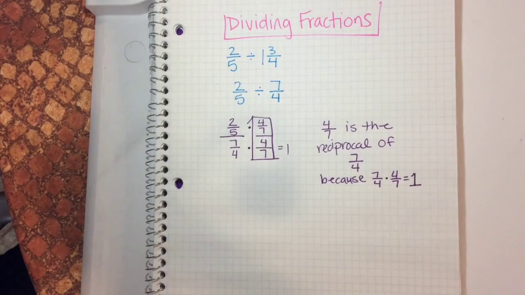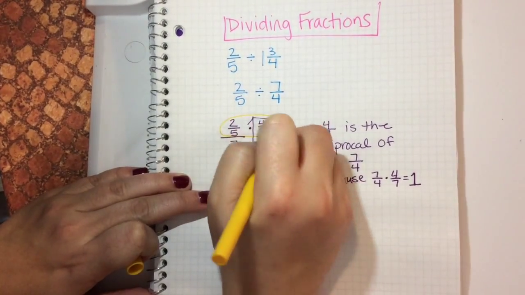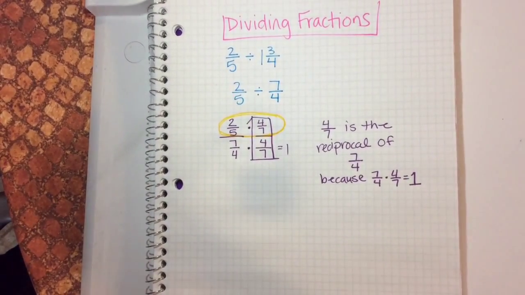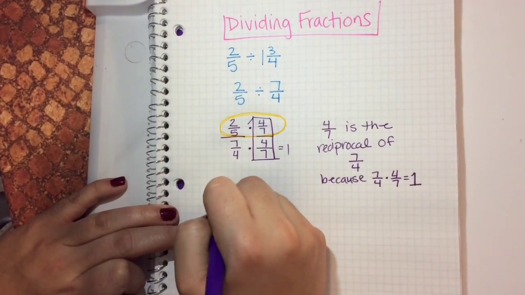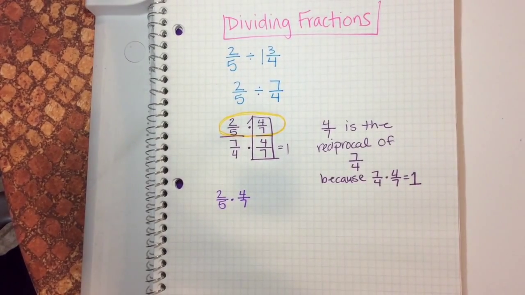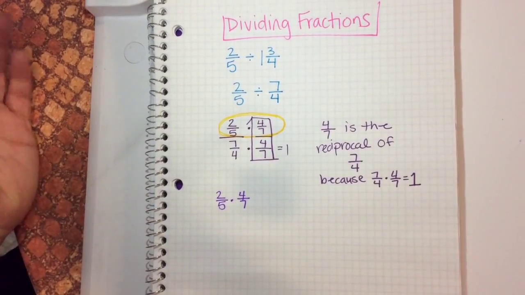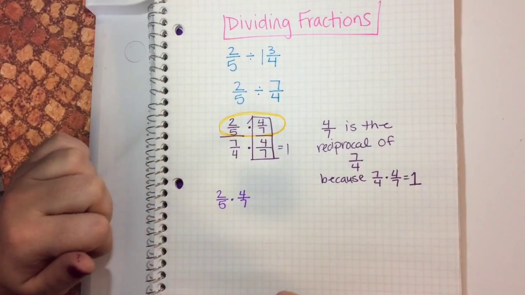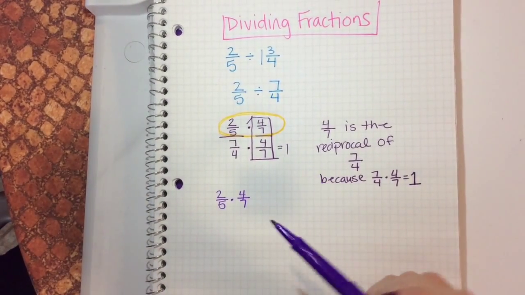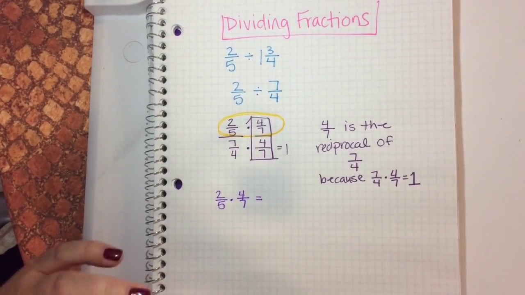So now I'm looking at this problem right here. 2/5 times 4/7. We just want to double check that we can't cross cancel anything in here. Okay, 2 and 5, the only common factor is 1. I don't want to worry about that. 2 and 7, again, the only common factor is 1. 4 and 5, the only common factor is 1. 4 and 7, the only common factor is 1, which means I can't cancel anything out.